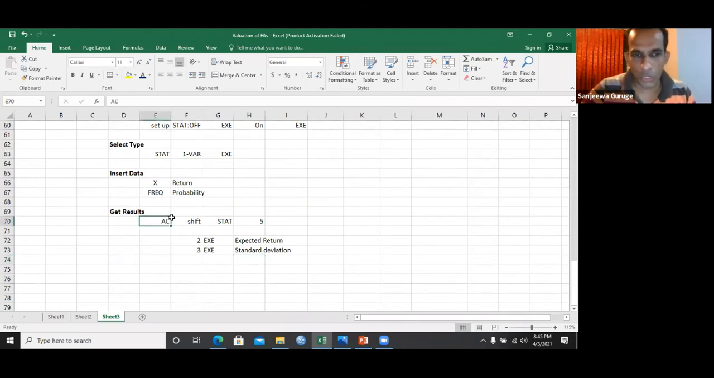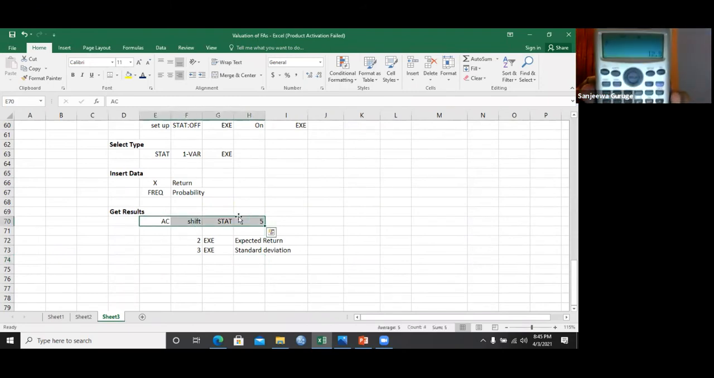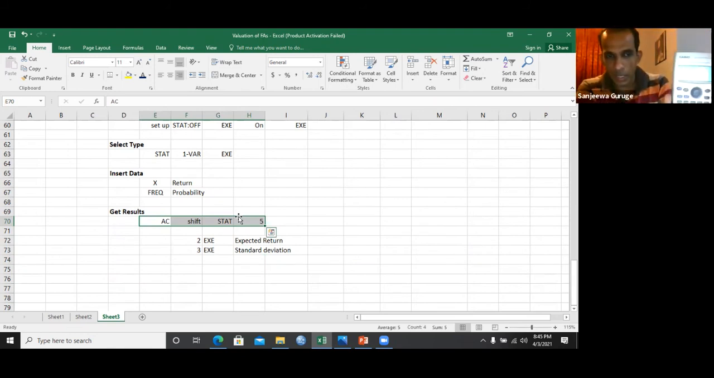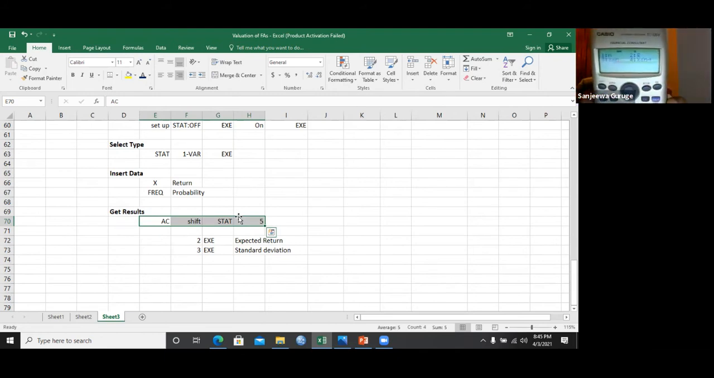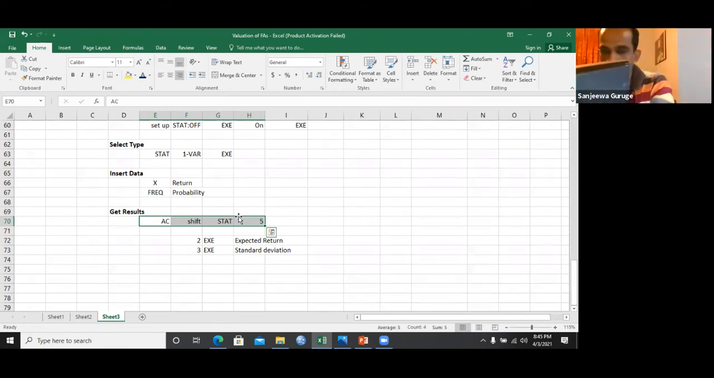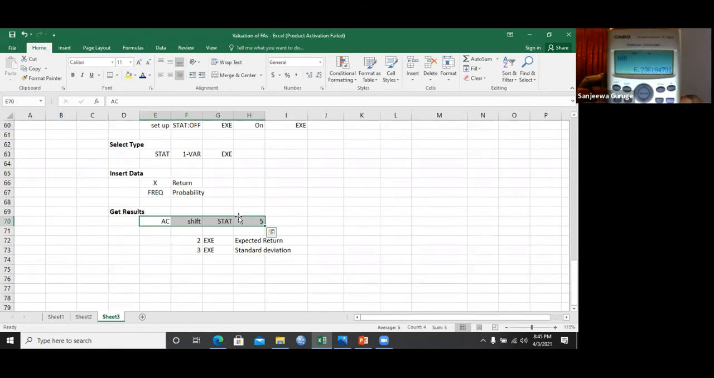Then in order to get the results, we have to follow these steps. Once you get this expected return, now press AC again to get the standard deviation. Follow the same step: shift, stat 5. When you press shift, stat 5, you get the same screen again. When you press 3 and exe, you get the standard deviation.